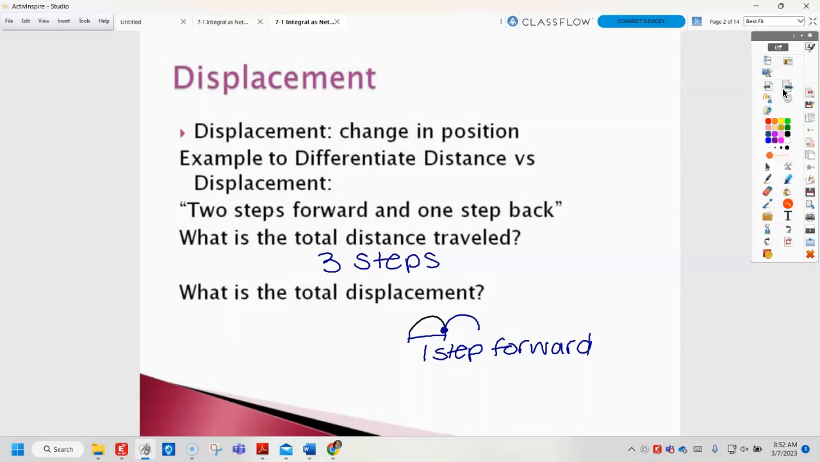So if I start on block A and I end up at block B, my displacement is my ending position. My movement or my distance may go from A backwards, then forwards to B. That's my distance. So it's 2 steps forward, 1 step back. My total distance is 3 steps. However, my displacement ends up being 1.